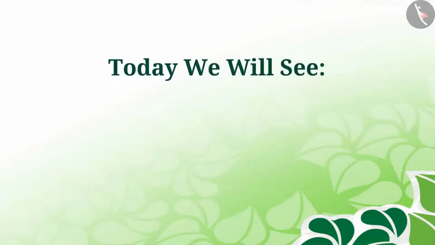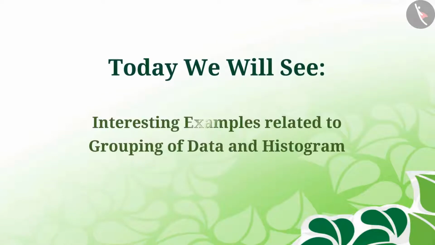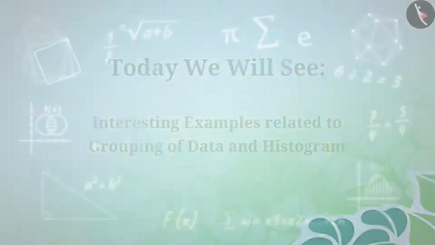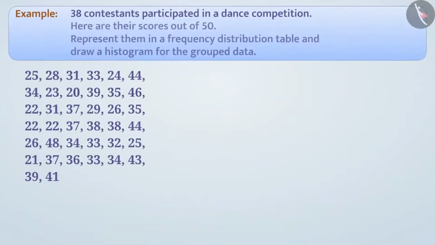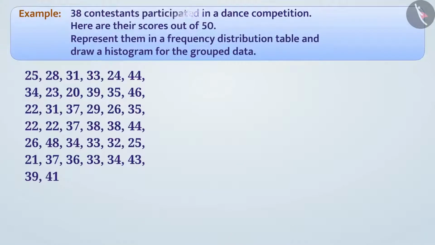Today we will see some interesting examples related to grouping of data and histogram. "38 contestants participated in a dance competition. Here are their scores out of 50. Represent them in a frequency distribution table and draw a histogram for the grouped data."